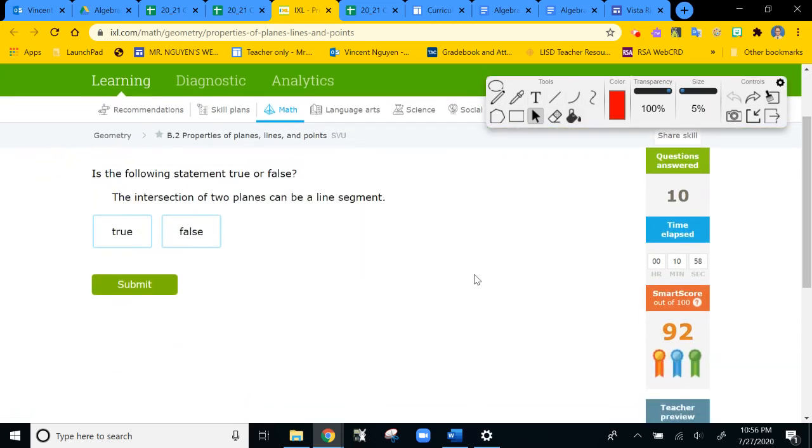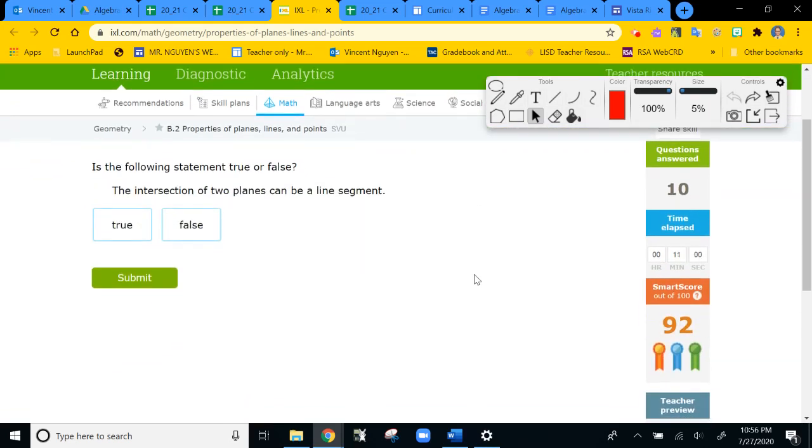Okay, next one. The intersection of two planes can be a line segment. No, because a plane extends indefinitely. A line segment stops. So when two planes intersect, they actually intersect at a line, because it extends forever. So I'm going to say this is a false statement.